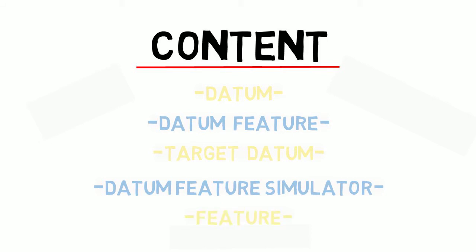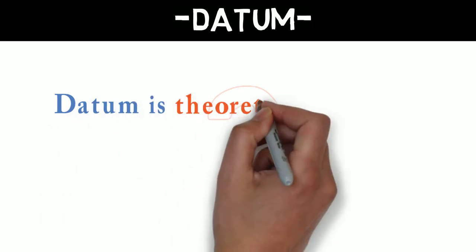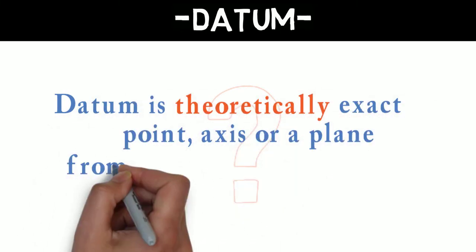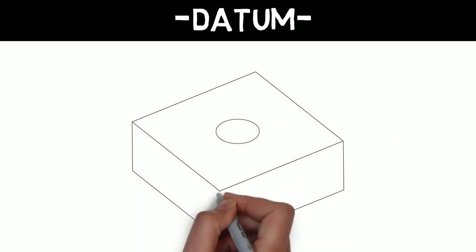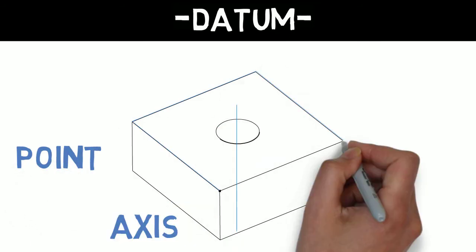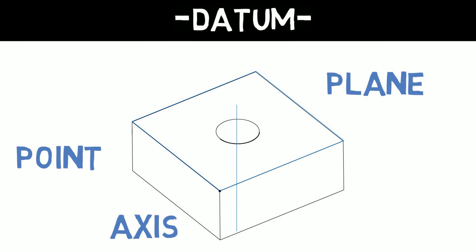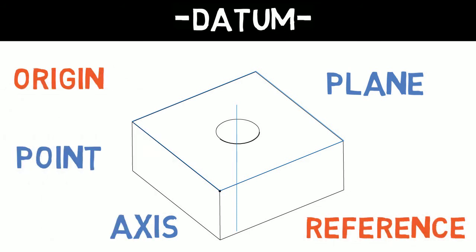Let's start with our first point, which is datum. So what is datum? Datum is a theoretically exact point, axis or a plane from which all the dimensions are given. We will repeat again. Datum is a theoretically exact point, axis or a plane from which all the dimensions are given. We can say datum is the origin or the reference from which all the dimensions are given.